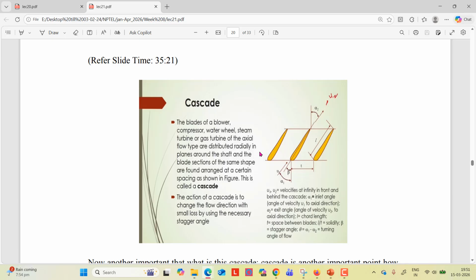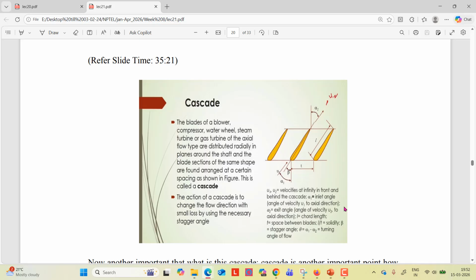This is called a cascade. The action of a cascade is to change the flow direction with small loss by using the necessary stagger angle. So you can see, right? So what are these U1 and U2 here? Velocities at infinity in front of and behind the cascade. Alpha 1 is the inlet angle of velocity U1 to the axial direction. Alpha 2 is the exit angle of velocity U2 to the axial direction.